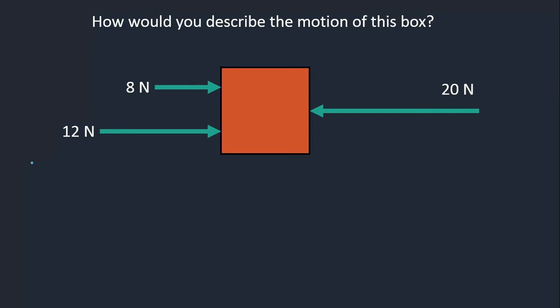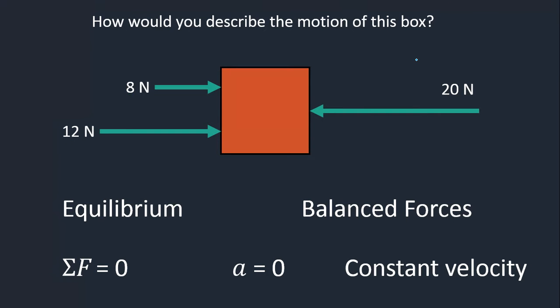Imagine we have a box and we apply an 8 Newton, a 12 Newton, and a 20 Newton force to it, as shown in this free body diagram. How would you describe the motion of this box? What words would you use? These are the words that I would use, although there are probably many more, so if you came up with other ones, they're probably right.